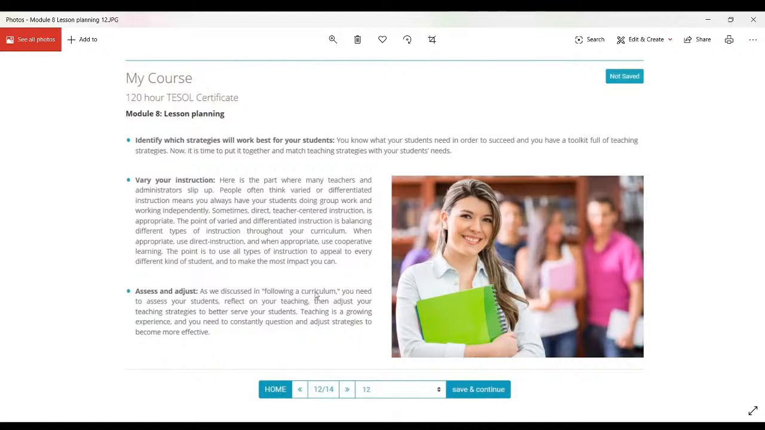As we discussed in following a curriculum, you need to assess your students, reflect on your teaching, then adjust your teaching strategies to better serve your students. Teaching is a growing experience, and you need to constantly question and adjust strategies to become more effective. Save and continue.